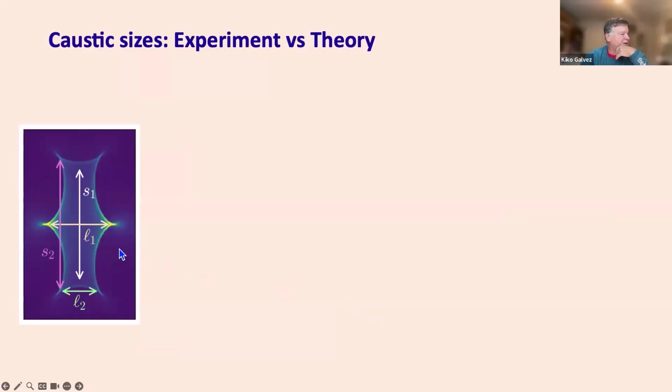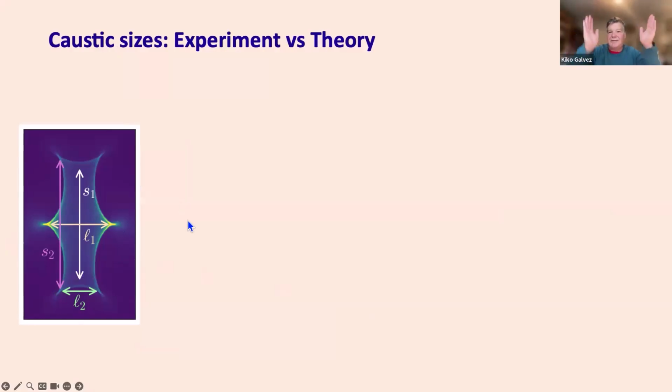The idea was to measure the caustics. You have the distance from cusp to cusp in this direction, that's L1, and then the distance from fold to fold, that'll be S1, and then this cusp.